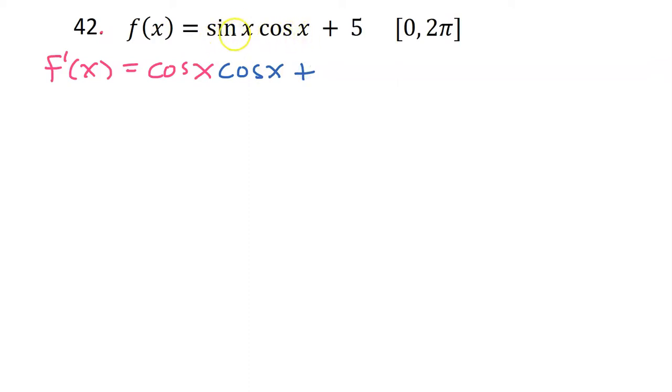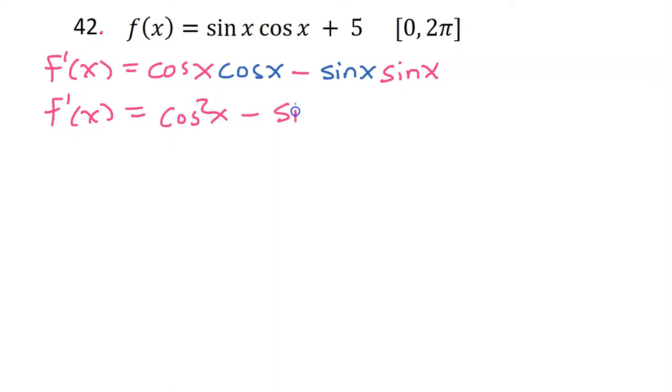The second time through, we leave the first factor alone, and we take the derivative of the second factor. The derivative of cosine is negative sine. But I'm going to take this negative sign and put it right there. The derivative of plus 5 is nothing, so we leave that blank. Of course, we will simplify this by writing cosine squared x minus sine squared x.